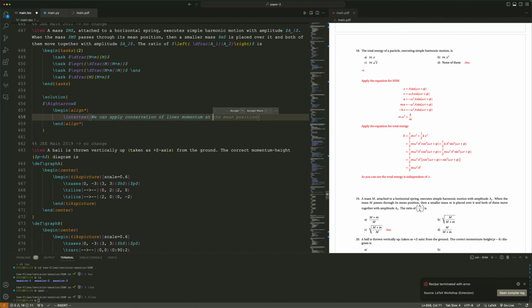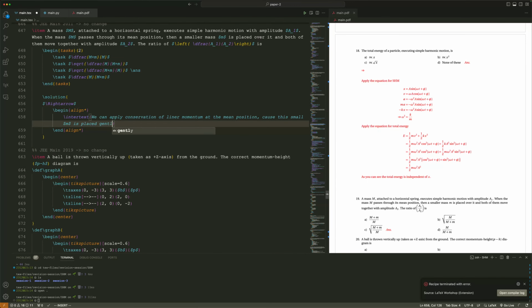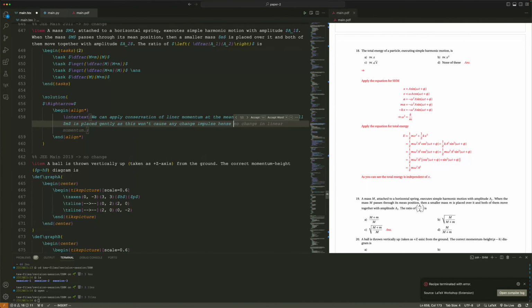at the mean position, because this small mass, small m, is placed gently, and this won't cause any change, any impulse, hence no change in the momentum. So yes, this is correct I think.